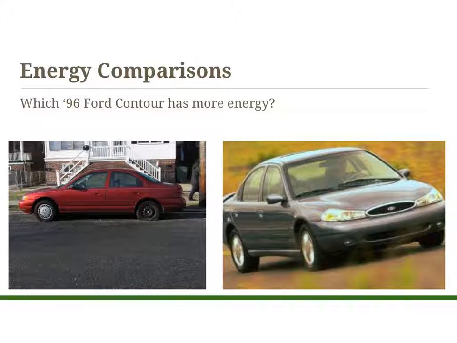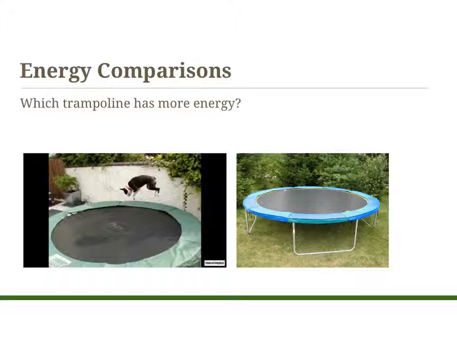Some things to take a look at in terms of comparisons. Both of these cars are '96 Ford Contours, and just by looking at them, hopefully we can identify which one has more energy. The one on the left is sitting still, has a flat tire. The one on the right appears to be moving, so we would identify this one as having more energy because it's moving. Which trampoline appears to have more energy? Well, the one on the right has nobody jumping on it, so it's just kind of hanging out there. The one on the left has a puppy jumping on it, so we could make the assumption that the one with the puppy on it has more energy.